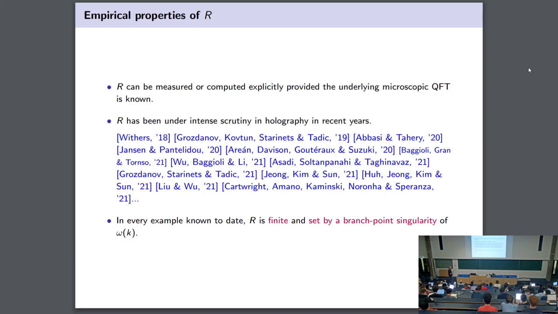And starting from the work by Ben in 2018, this quantity has been under intense scrutiny in holography. This study was performed on a case-by-case basis, and in every example known to date, this scale is finite and is set by a branch point singularity of the dispersion relation. At this level, these are empirical facts, established along a sufficiently high number of examples to be believable.